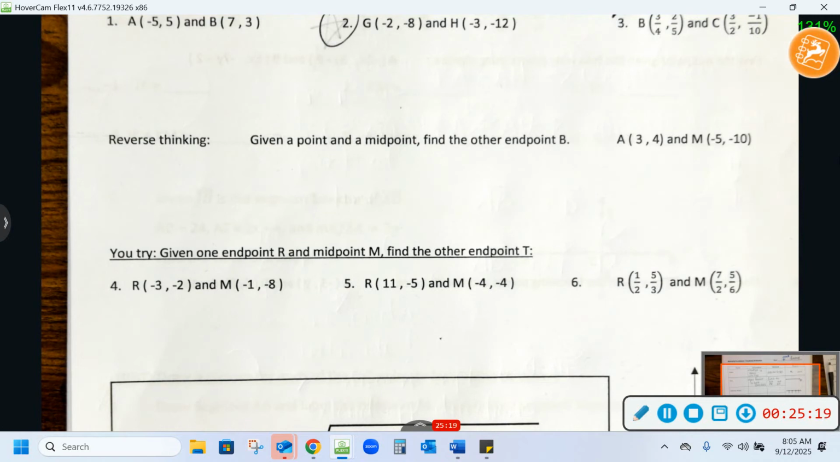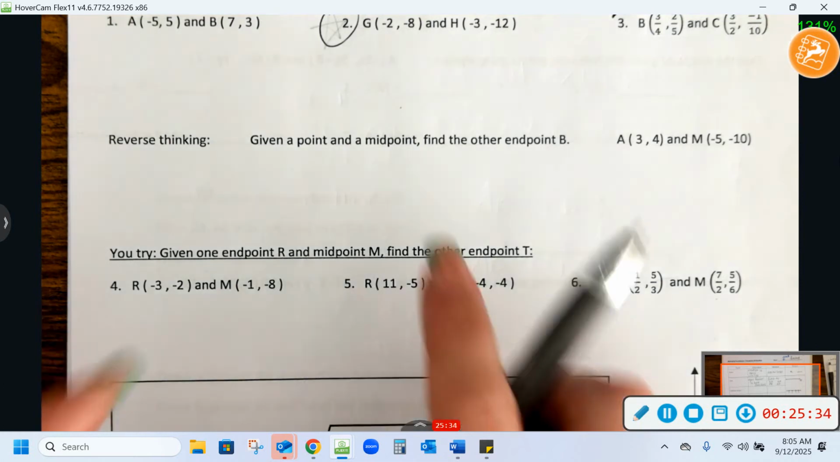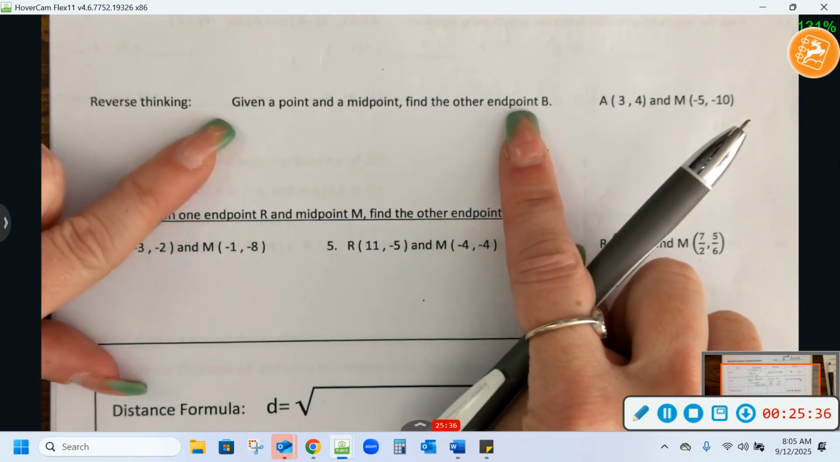Okay, this one, reverse thinking. There's a very easy way to do these. A lot of kids want to use the formula to plug in all the things, but let me show you. Always draw a picture in geometry. Always, always, always. If I don't have a picture, I'm going to draw it.